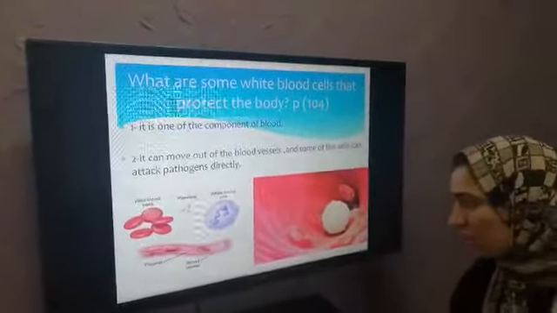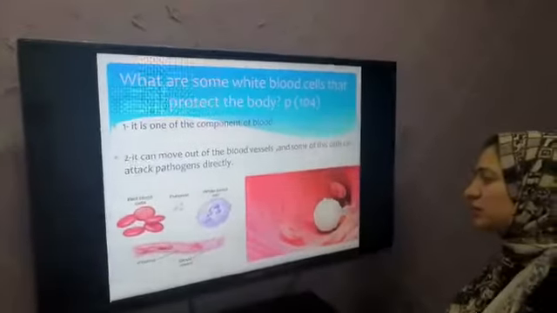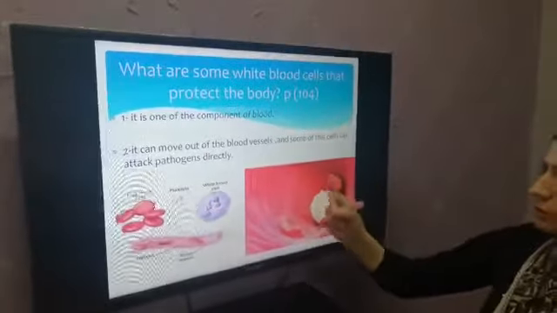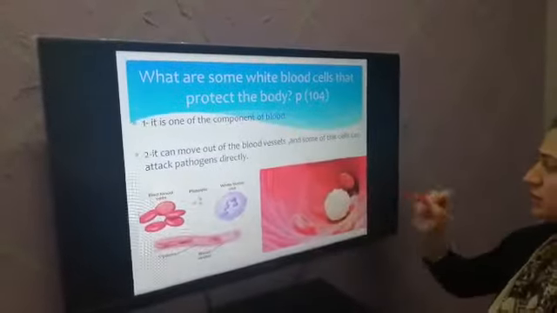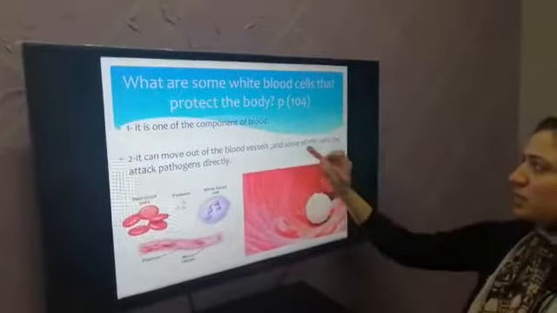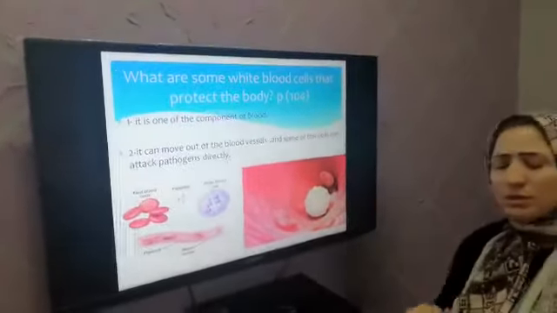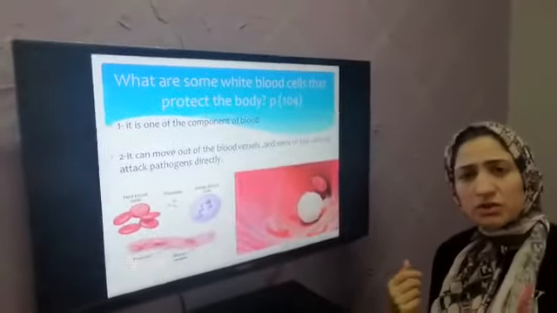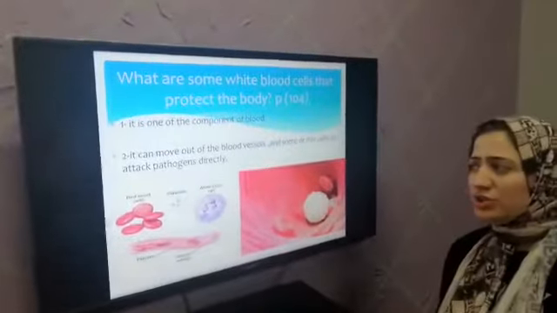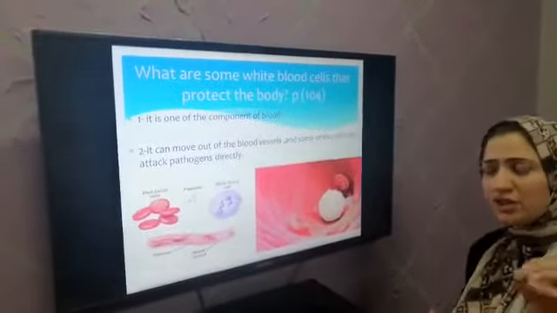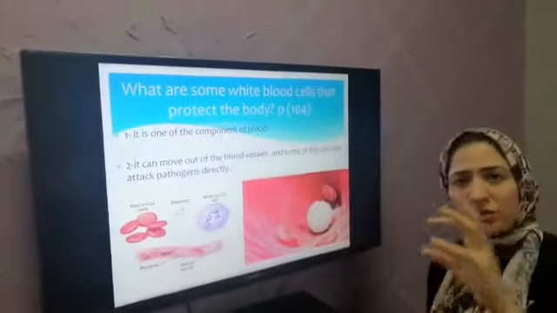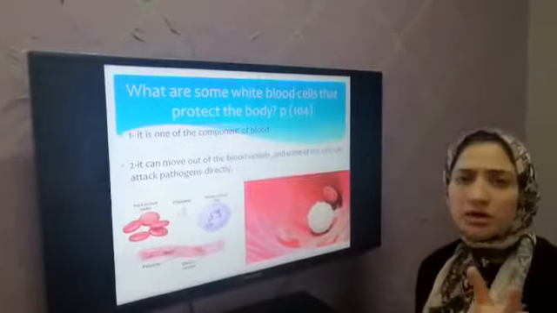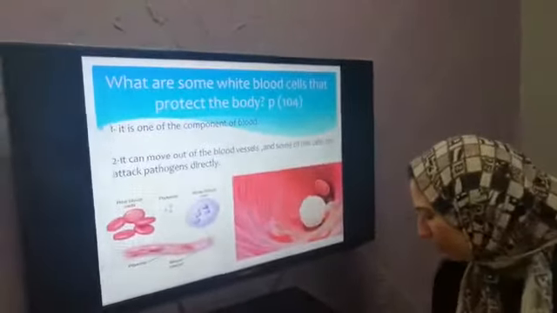The white blood cell can move out of the blood vessels, and some of these cells can attack pathogens directly. And in the previous session, we have studied that pathogen means virus or bacteria or any foreign substance.